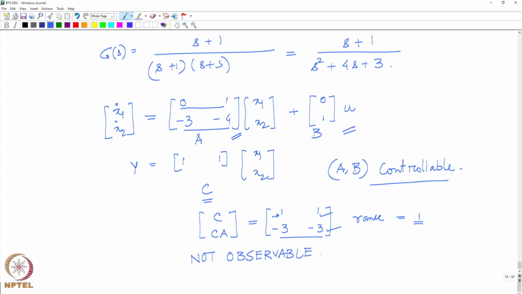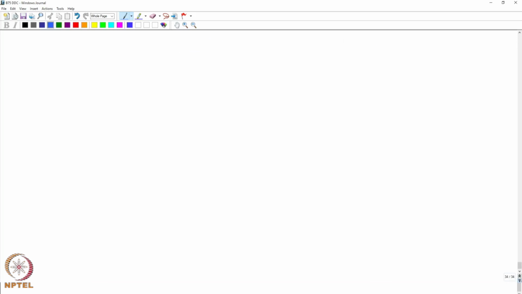So, what if we eliminate x now? What is expected in this situation? Let us try and do this exercise of eliminating the variables. So, I write y, u, x1, x2 and write down the equations here.